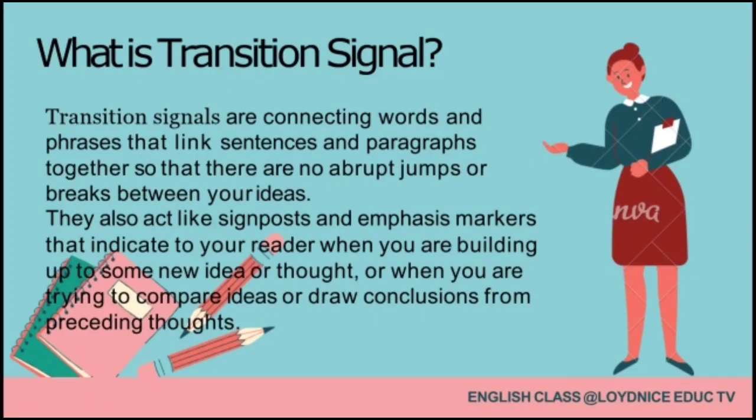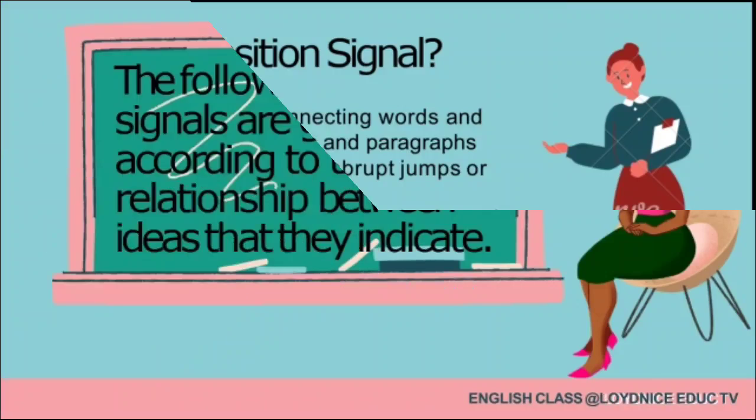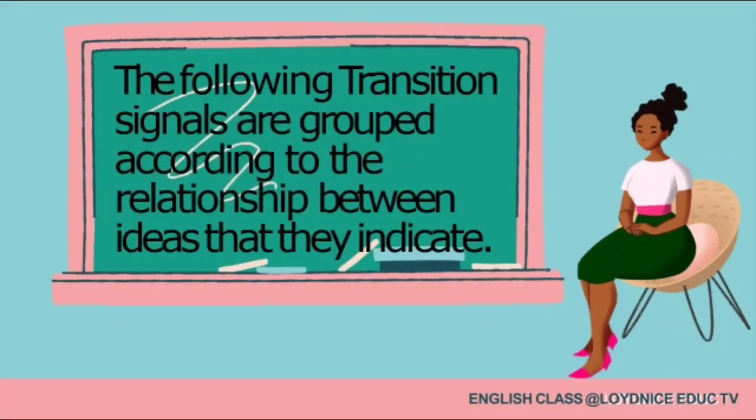What are transition signals? Transition signals are connecting words and phrases that link sentences and paragraphs together so that there are no abrupt jumps or breaks between your ideas. They also act like signposts and emphasis markers that indicate to your reader when you are building up to some new idea or thought, or when you are trying to compare ideas or draw conclusions from preceding thoughts. The following transition signals are grouped according to the relationship between ideas that they indicate.